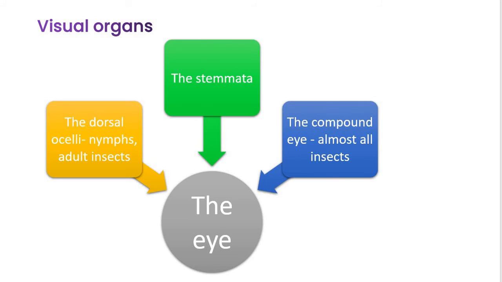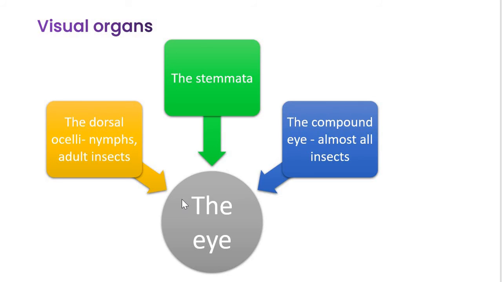Now here the visual organs of insects are nothing but eyes, right? So eyes are either simple eyes or compound eyes, right? Or they are in the form of stemmata, lateral stemmata are there, right? So here we can focus on the eye. The eye or true eye is found in almost all insects except a few parasitic forms. Now there are two types of eyes, simple eye and compound eye.